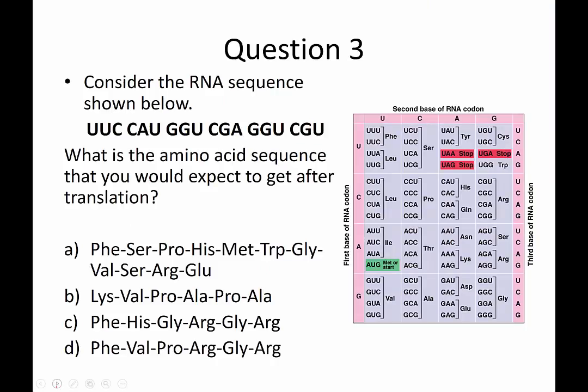Okay, so now let's practice using the codon table. Imagine you have the RNA sequence below. Determine the amino acid sequence using the codon table on the right.